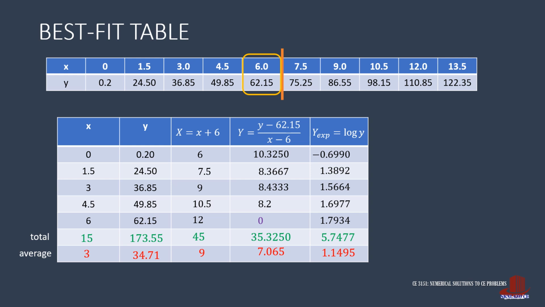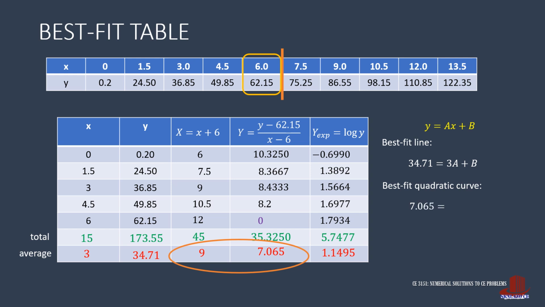With a table fully completed and referring to the format y as equated to ax plus b, we extract figures for the different functions. For the first equation of the best fit line, those involved are x and y. So the function is 34.71 as equal to 3a plus b. For the best fit quadratic curve function, the involved figures are capital X and capital Y. So the format becomes 7.065 as equal to 9a plus b.